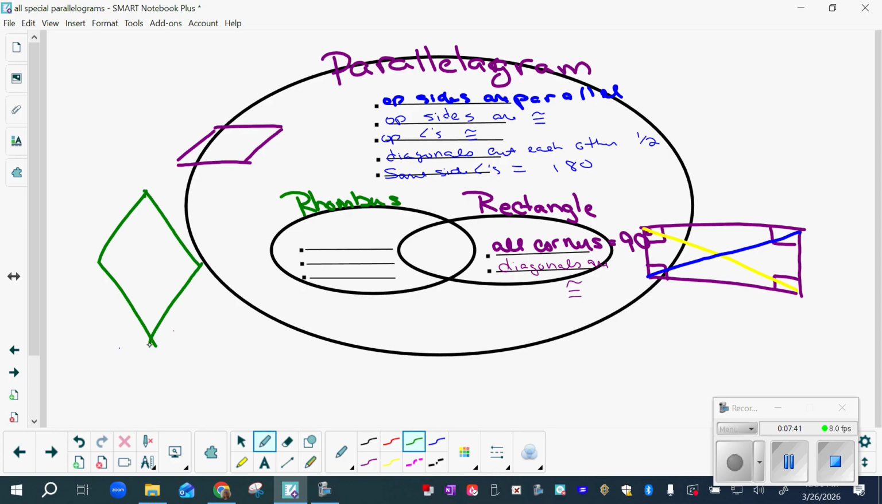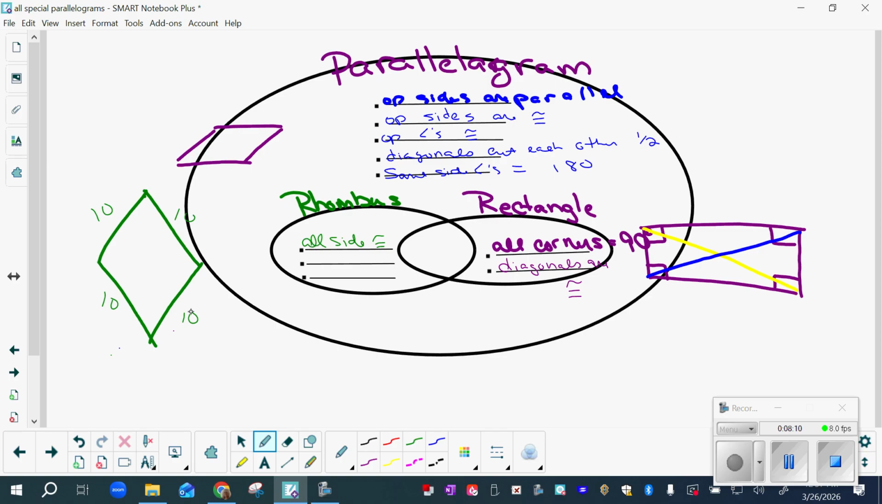Okay. Here comes the 3 special things for her. She gets all 5 of these plus her own special 3. Here's number 1. Number 1 is this: all of her sides are equal. So if this is 10, this is 10, this is 10, this is 10. We know that.